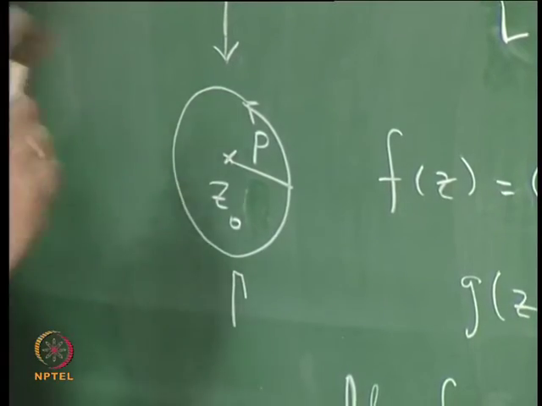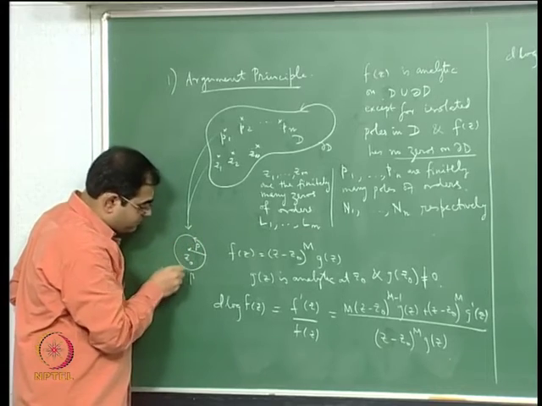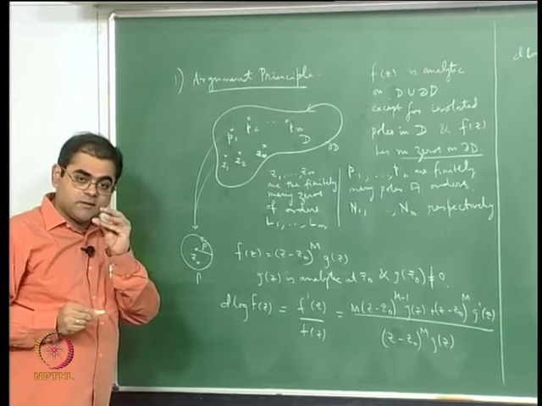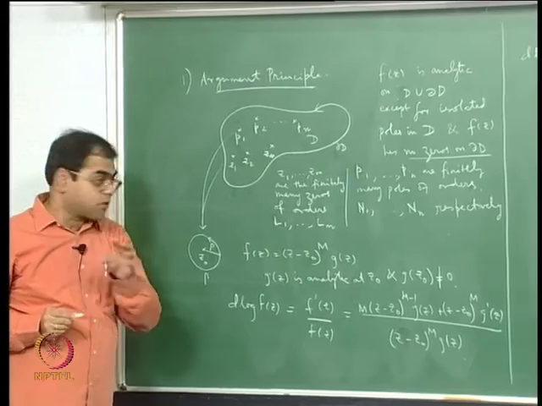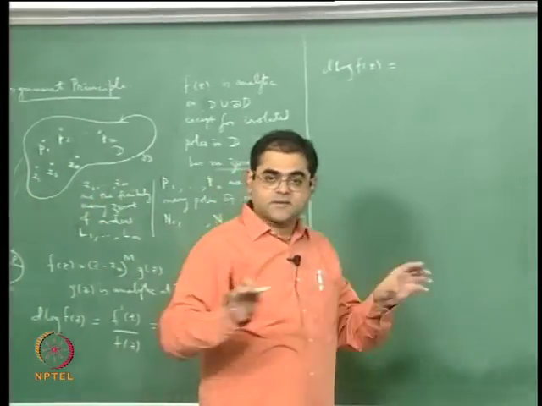Okay, z naught is the only zero or pole. And there's no zero or pole even on the boundary. So I'm taking such a small neighborhood, such a small disk, and that's possible because all the zeros and poles are isolated. They can be separated from each other by small disks.